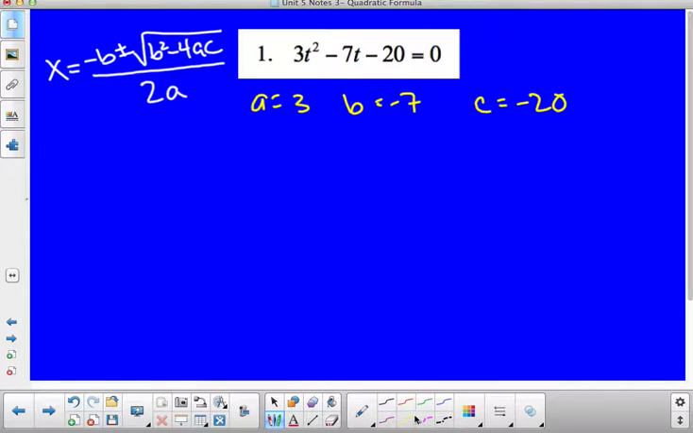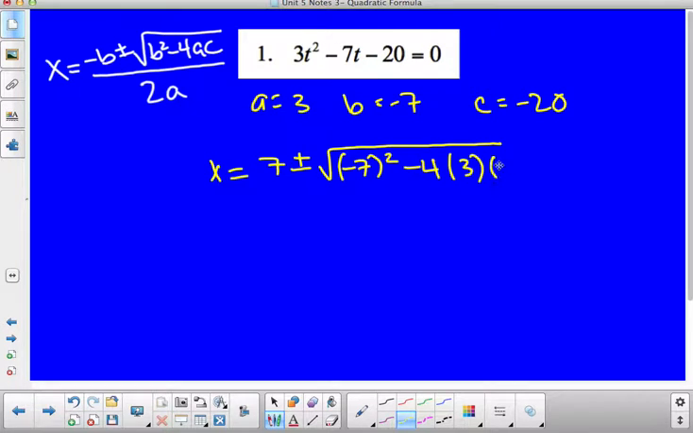So let's put that in. Let's plug in our numbers. I've got x equals the opposite of b. If b is -7, that means it's going to turn into +7. Then I have plus or minus the square root of b squared, again, put it in parentheses when you square it in your calculator, minus 4 times 3 times -20. There's -20 there. All over 2 times a, which is 3.